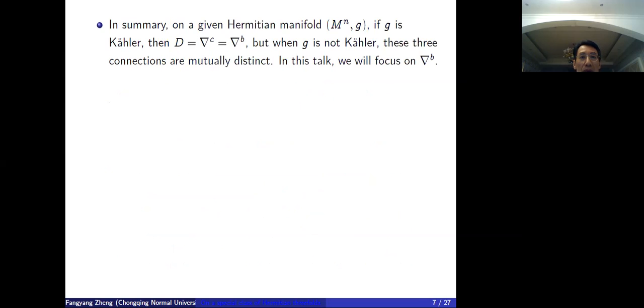So to summarize, when the Hermitian metric is Kähler, then all these three metric connections are the same, right? So we have just one kind of geometry. But when the metric is non-Kähler, then they're mutually distinct. So we have at least three different kinds of geometry.